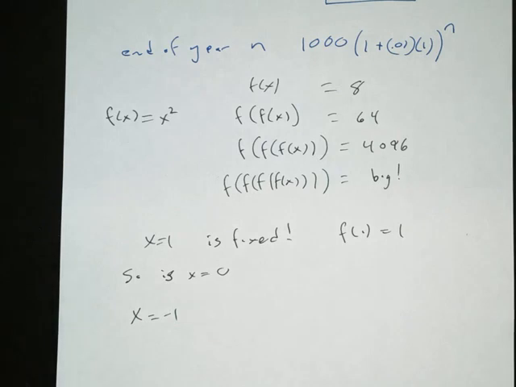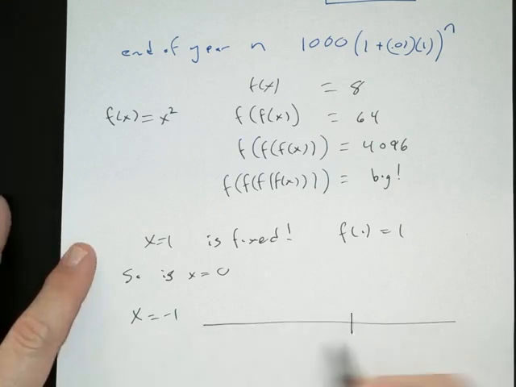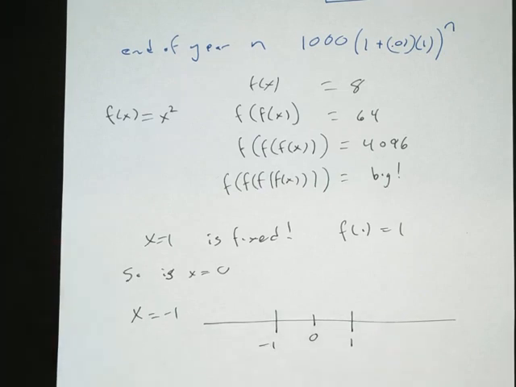Somebody give me a different number. Well, 2 is going to blow up as well, right? Because 2 goes to 4, 16, 256, boom. Turns out the number line is divided into exactly 2 pieces. If you pick a number bigger than 1 or smaller than -1, eventually it blows up to infinity.